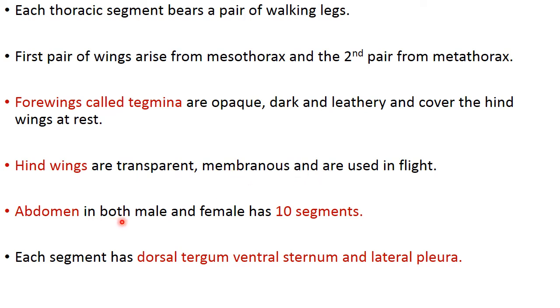The abdomen, in both male and female, has 10 segments. In each segment, the upper part is called the tergum, the ventral part is called the sternum, and the lateral part is the pleura.